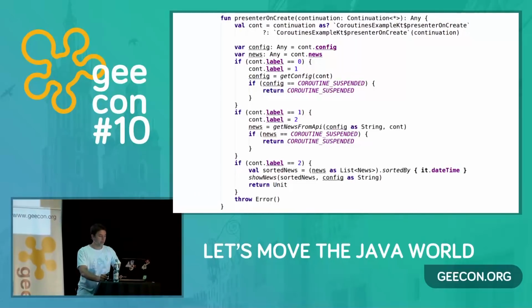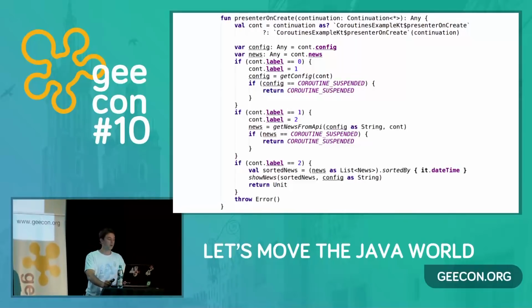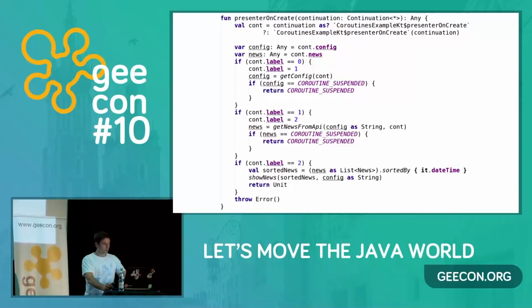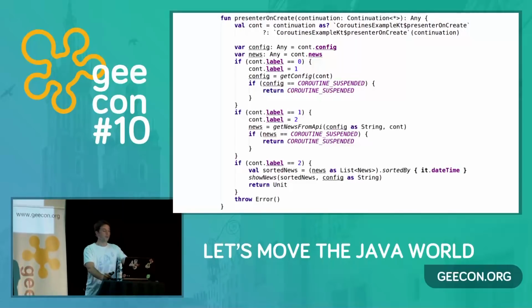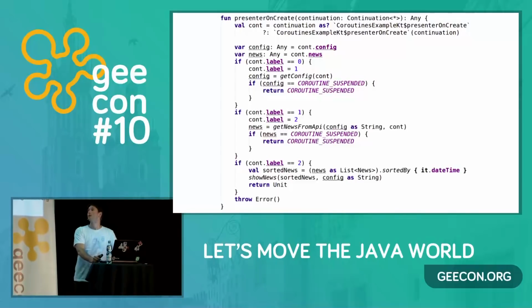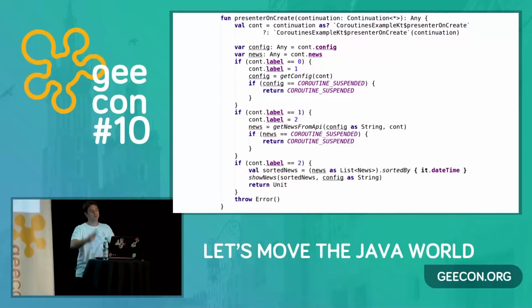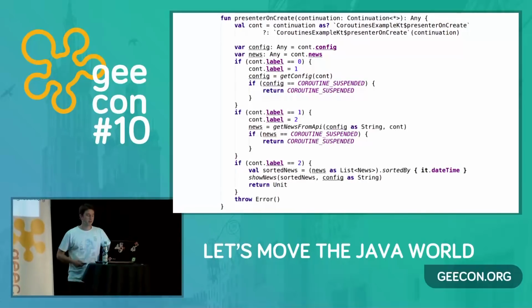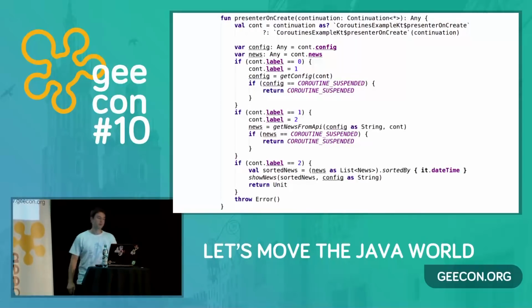The same, we update the label, we get news. If it is not COROUTINE_SUSPENDED, we can go next. We go into state 2. We use our variables and we show our news. Pretty simple. If, for instance, getConfig suspends, it returns the COROUTINE_SUSPENDED token, and we also return COROUTINE_SUSPENDED.